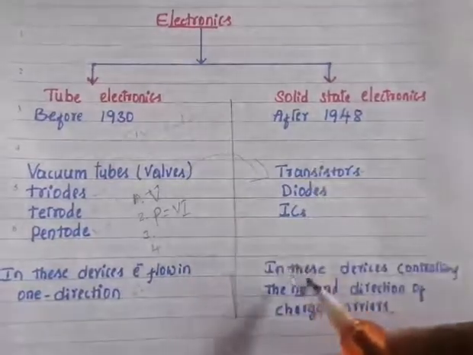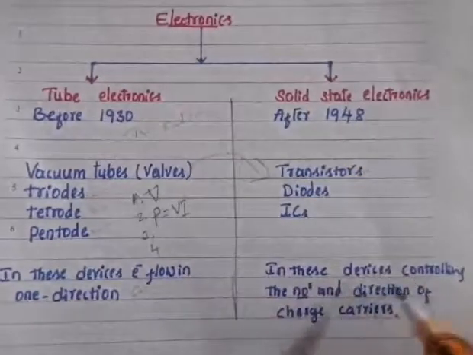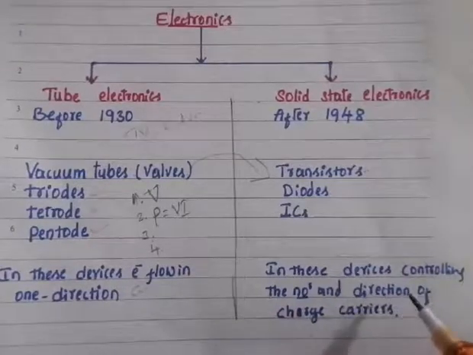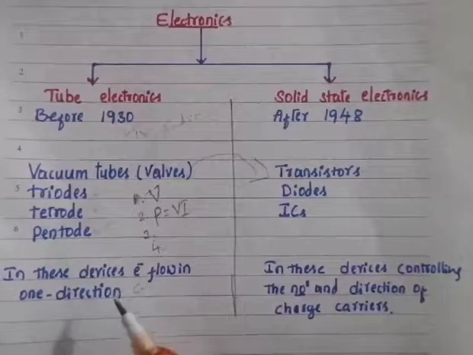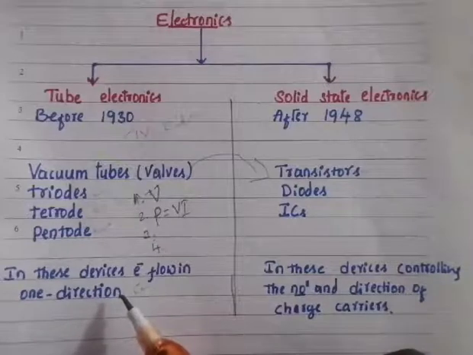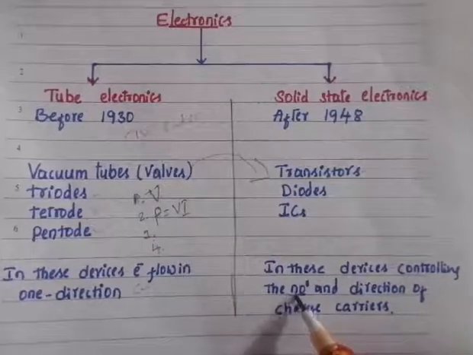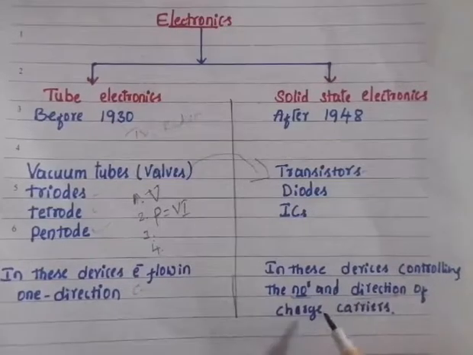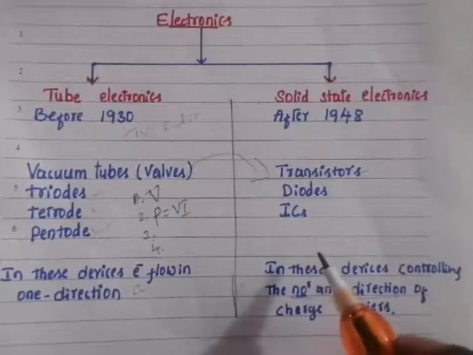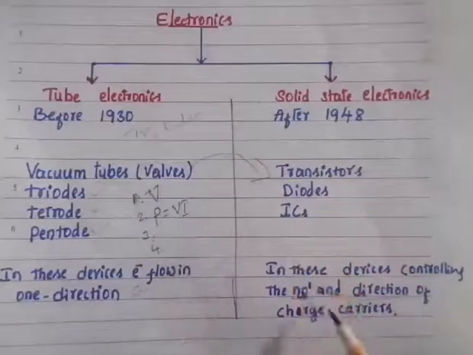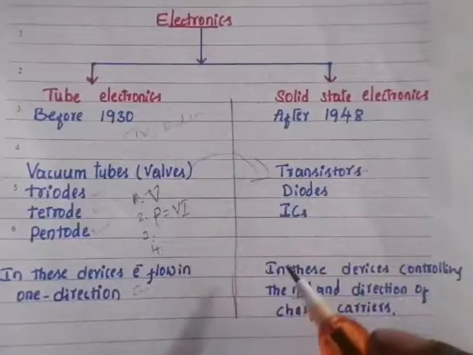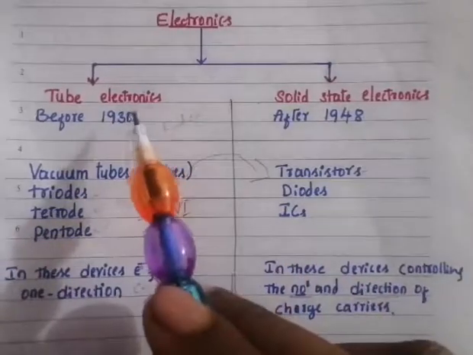In tube devices, we can control only the direction of charge carriers. Here, in solid state devices, we can control the number and direction of charge carriers. That's why solid state electronics is the updated version of tube electronics.